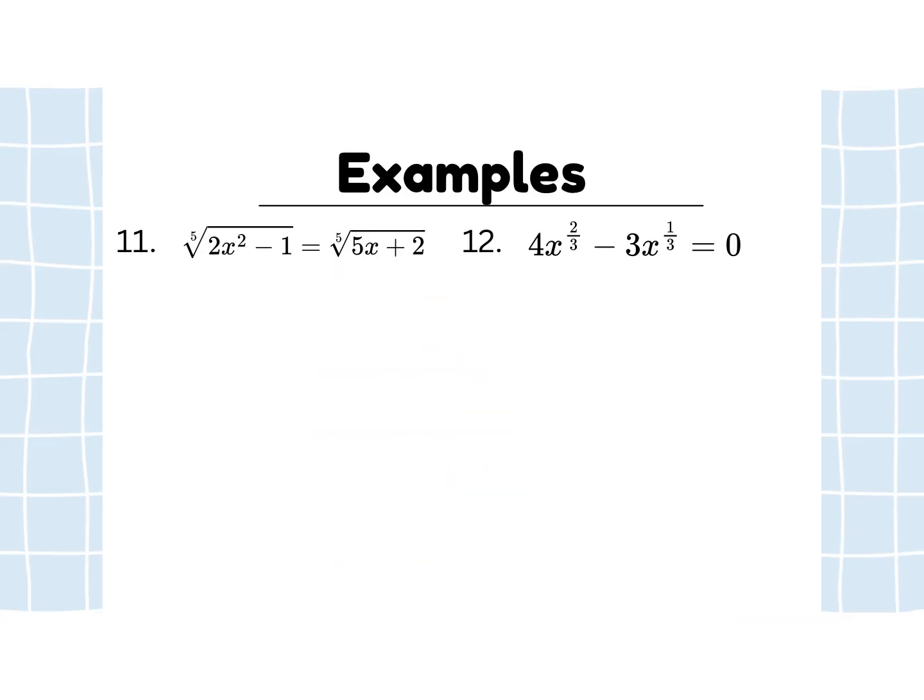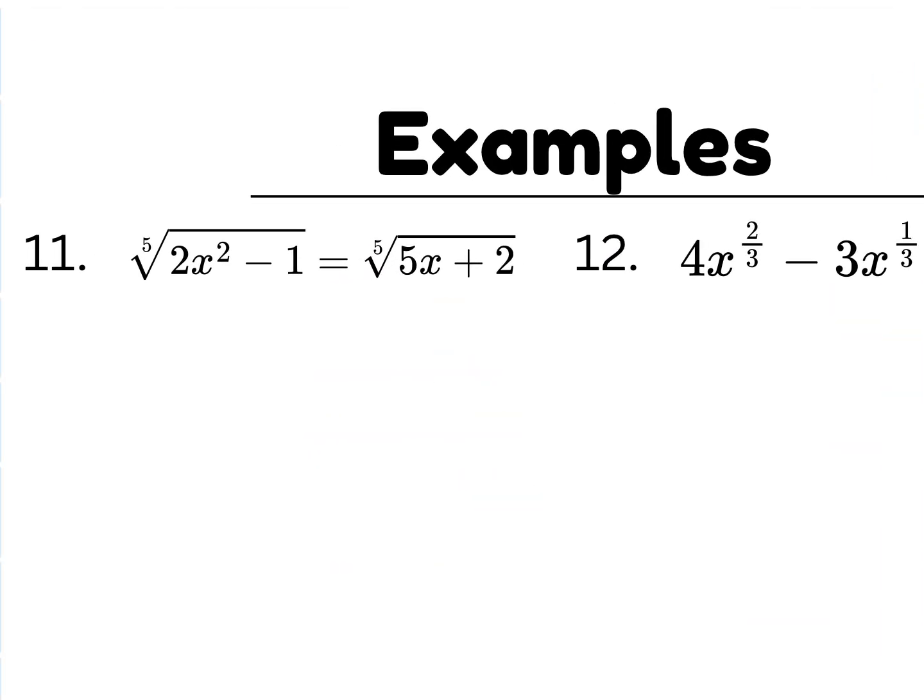All right, so we'll do two more examples, pretty similar to what we've already done, right? Again, if I see the same index, I'm just going to raise to the power of the index, right? Isolate them, make sure they're separate. And if I raise both sides to the fifth power, all of these 5s are going to cancel out, and so I'm left with a 2x squared minus 1 equals a 5x plus 2, all right?